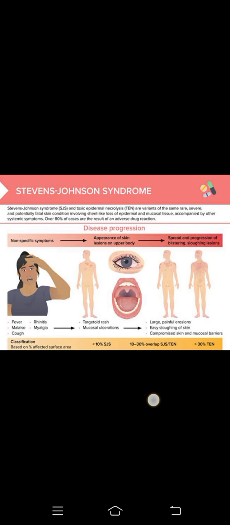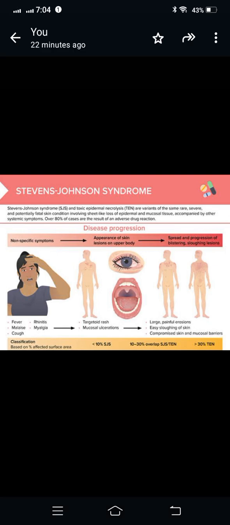Then in the next stage, spread and progression of blistering, sloughing lesions, large painful erosions, easy sloughing of skin, compromised skin and mucosal barriers. Complications are based on the percentage of affected surface area. Less than 10% is Stevens-Johnson syndrome, 10 to 30% is overlap between SJS and TEN, and more than 30% is TEN. It is basically a fatal skin condition involving the sheet-like loss of epidermal and mucosal tissue, accompanied by other systemic symptoms.